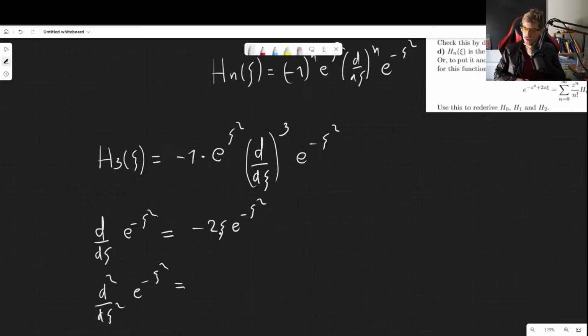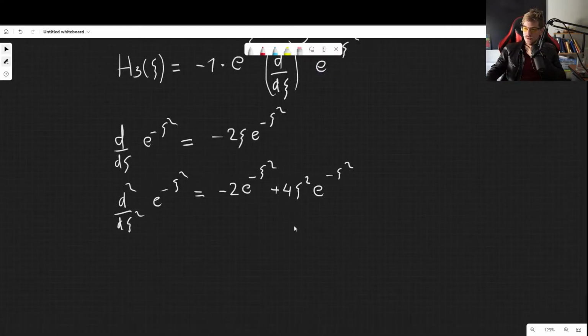Now, second derivative, this is simply going to be, well, we have 2 parts now. By the product rule, we get -2 e to the minus xi squared, and then a second term, which is what we already had, which is -2 xi, times the derivative again, which is -2 xi again. So we get this thing squared, which is going to be plus 4 xi squared, and then e to the minus xi squared.